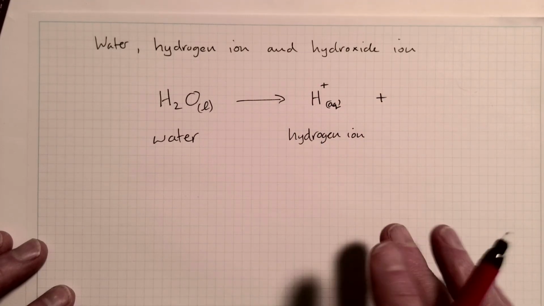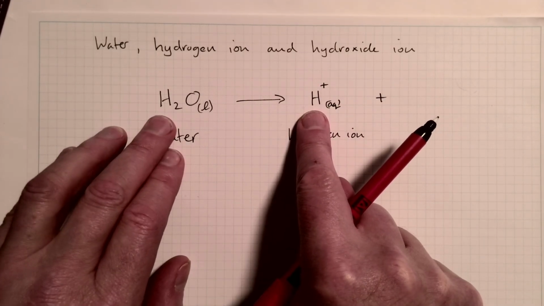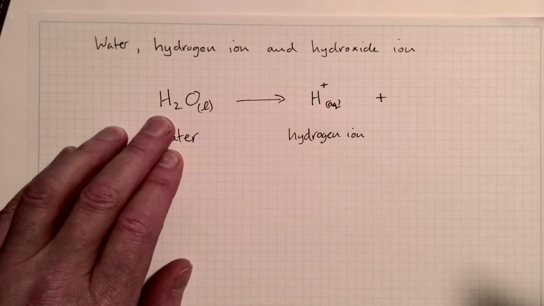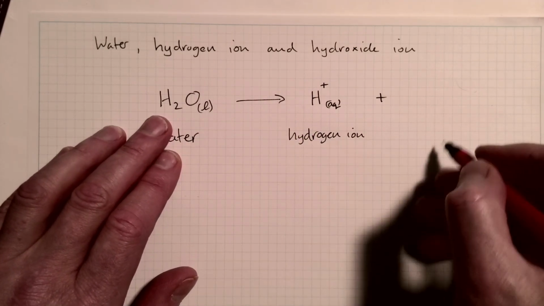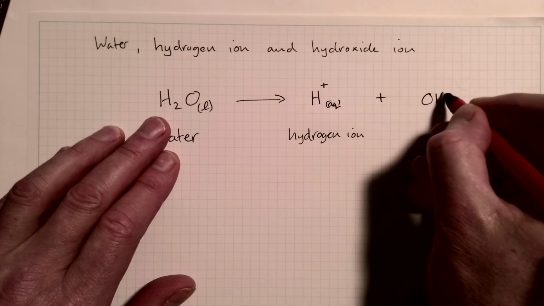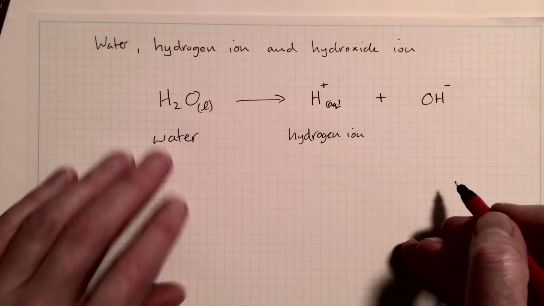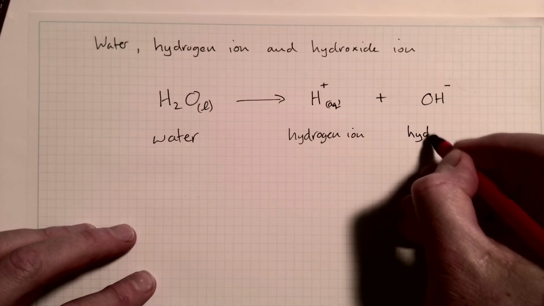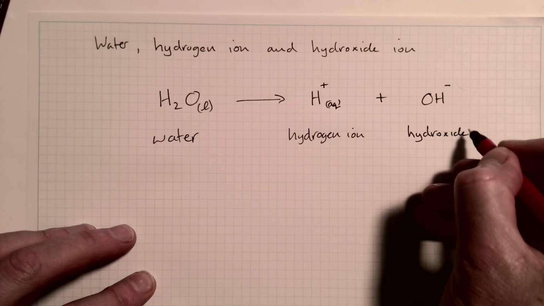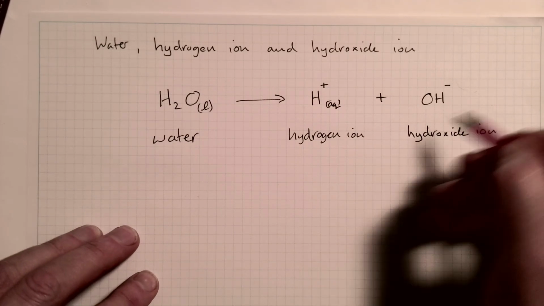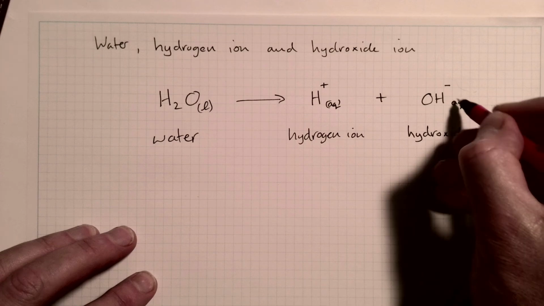We now have an aqueous solution of hydrogen ions. Well, if we pull the hydrogen ion out of this, we must be left with something else to make the whole thing balance. And what balances is a hydroxide ion. Hydroxide ion. And again, the hydroxide ion is dissolved.